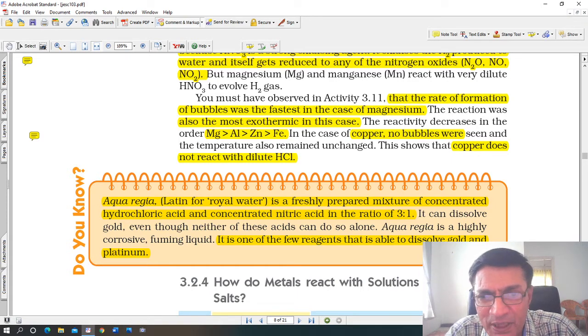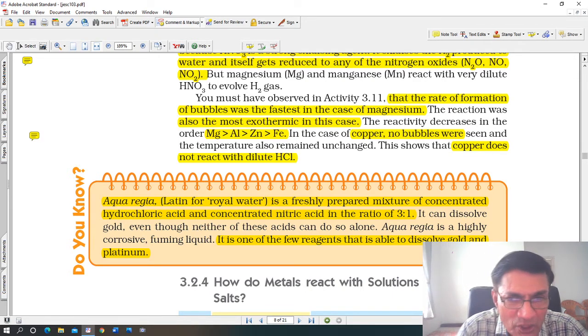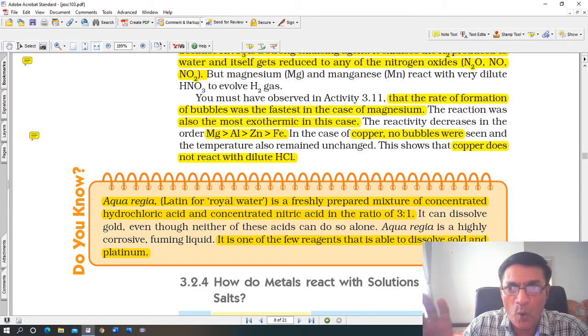The reactivity decreases in this order. Magnesium is more reactive than aluminium, aluminium is more reactive than zinc, and zinc is more reactive than iron. In the case of copper, no bubbles were seen and the temperature also remained almost the same. This shows that copper does not react with dilute hydrochloric acid. Okay, so this is the reactivity of metals with water, oxygen and acids, dilute acids.